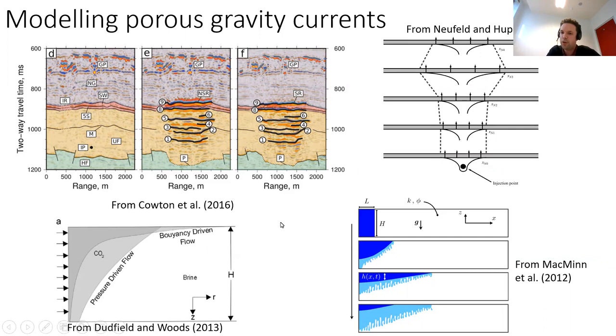Models can also be used to try and understand the trapping mechanisms of CO2. CO2 will dissolve in the ambient brine, as you see in these images. And it can also be trapped in the pore spaces as it's displaced by the ambient brine. Both those mechanisms reduce the quantity of mobile CO2. So it's interesting to try and understand how quickly that happens and what controls the rate at which the volume of mobile CO2 decreases in time.